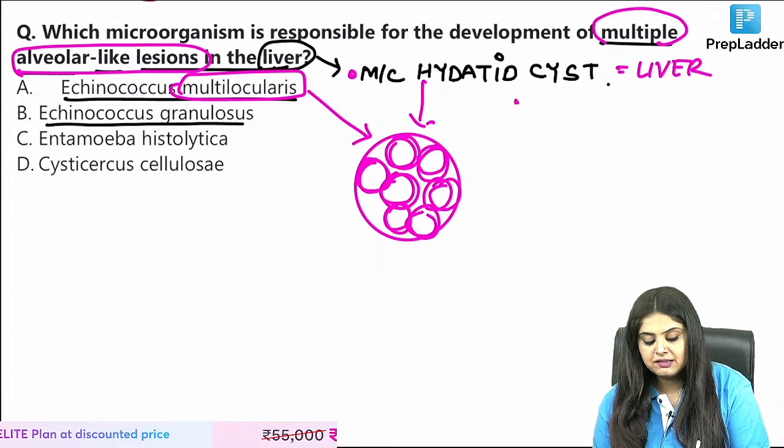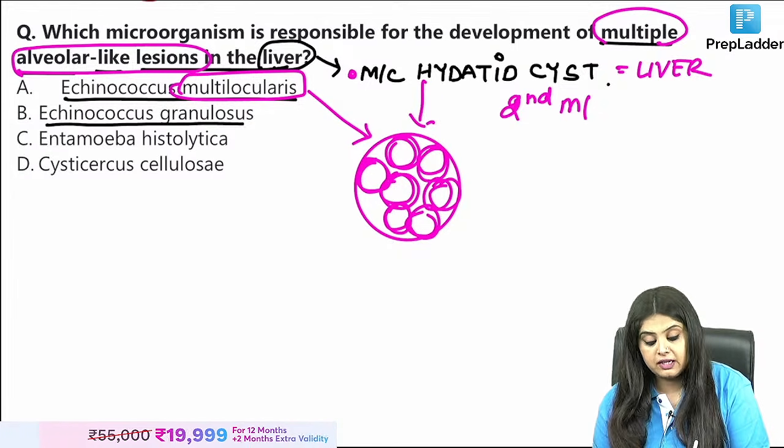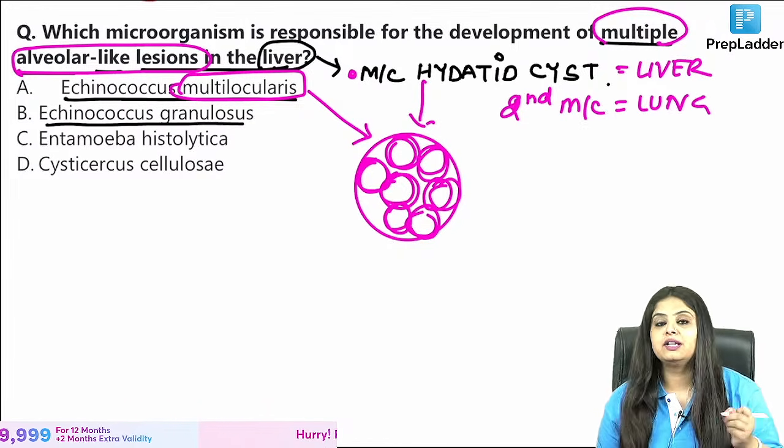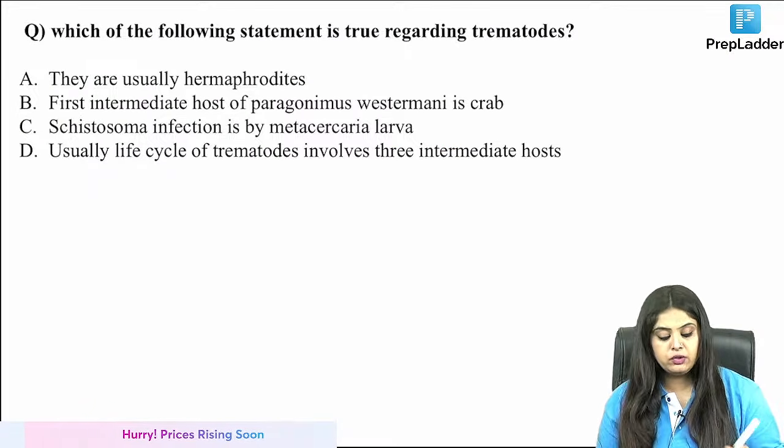And Dr. Fatima is asking, can it happen in the lungs, ma'am? The second most common site is the lungs. So it can happen in the lungs. Moving on to the next question.